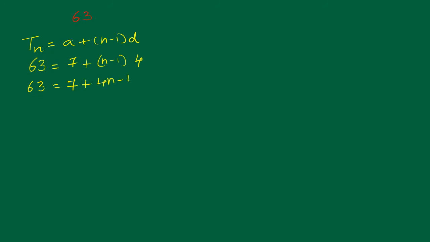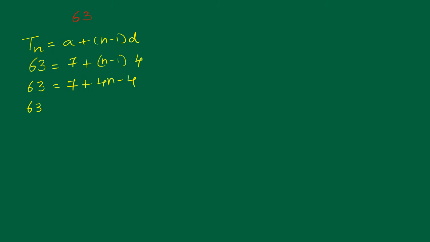Here we have to find out which term is 63. Let's do this. t_n is a plus n minus 1 into d, right? You can get 63 is a, which means 7, plus n minus 1 into d, which is 4. Then you can find out 63 is 7 plus 4n minus 4.